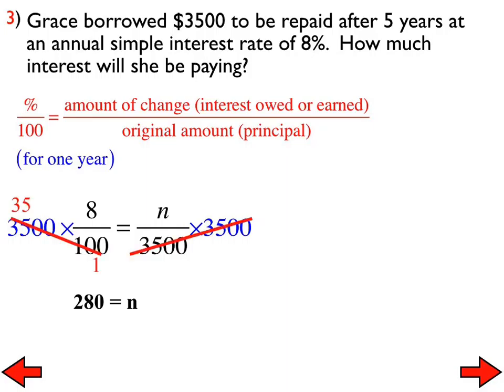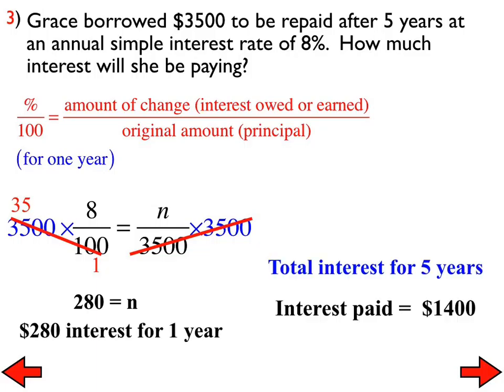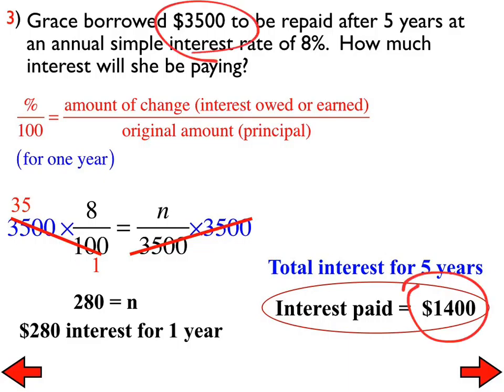How many years are we looking for? 5 years. So 280 times 5 is? $1,400. It doesn't ask for the total, but if I wanted to see the total amount of money Grace had to return, how much would that be? How would you find it? Right, you would take your interest and add it back to the principal. Okay?